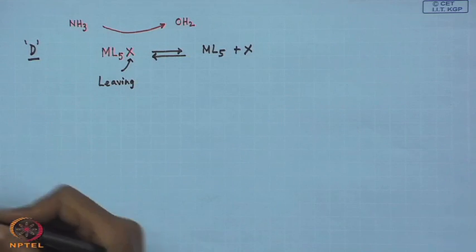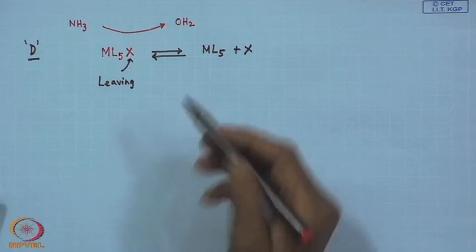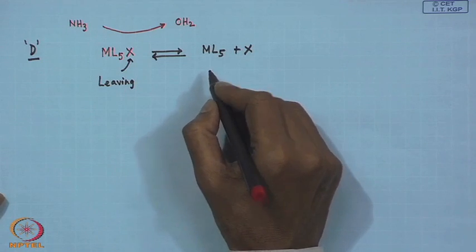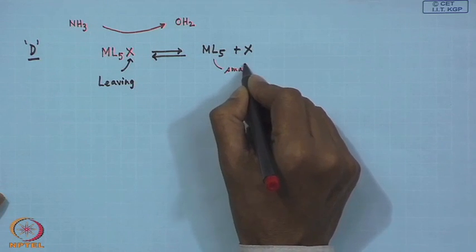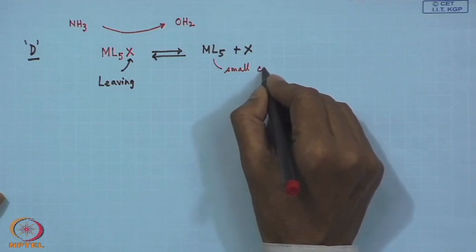So, we can have a very small concentration, which we can assume as a hypothesis for a steady state approximation, that this can have a very small concentration with the progress of the reaction.